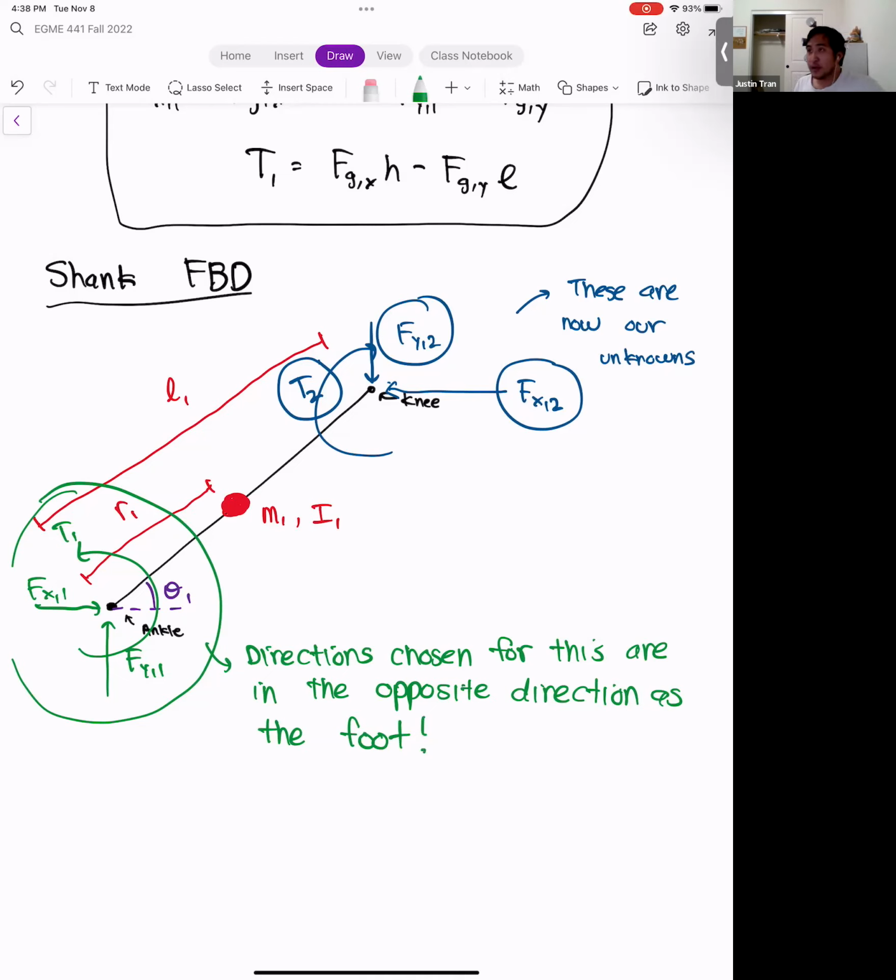And that's on purpose. If you remember Newton's third law, any force that's being applied on an object has an equal and opposite force in the opposite direction. It's up to you which direction you choose for these forces, but just know that when you draw those forces on the adjacent body segment, they have to go in the opposite direction.